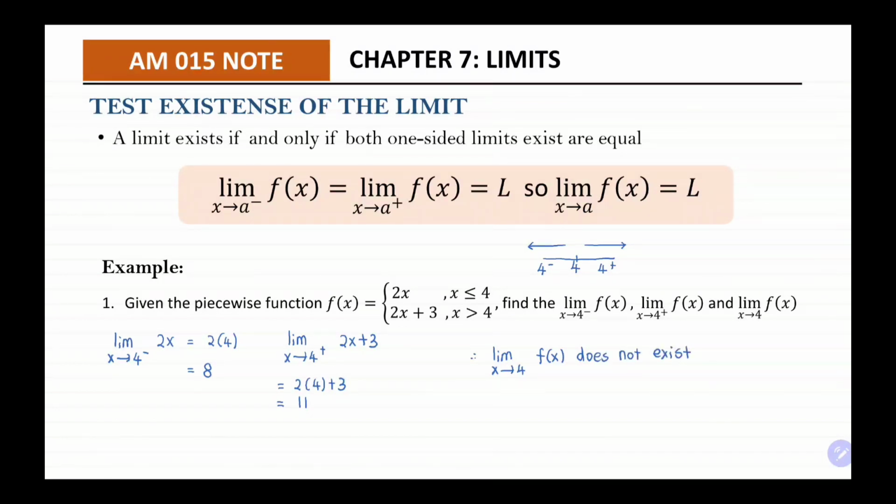Why? Since limit x approach 4 from left f(x) not equals to limit x approach 4 from right. Kita nampak di sini limit dua-duanya tak sama. From left and from right tak dapat value yang sama. So that's why limit x approach 4 tu automatic does not exist.